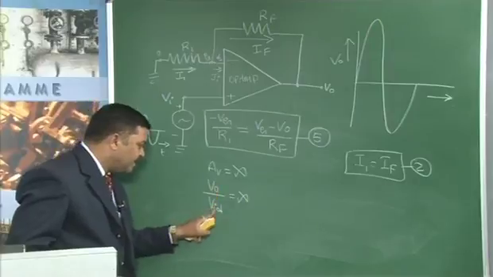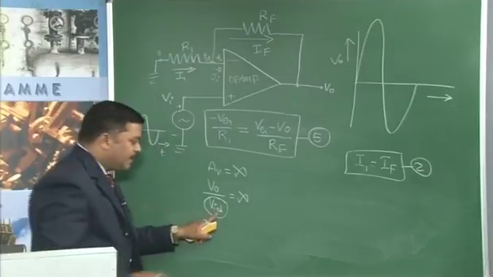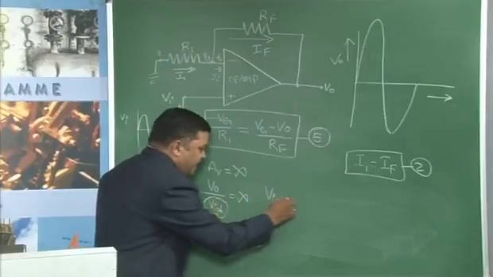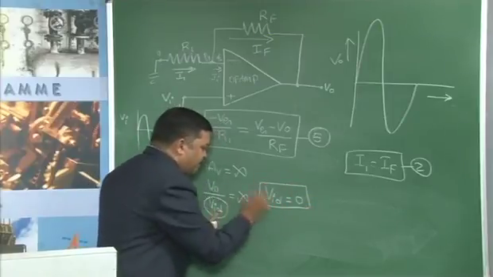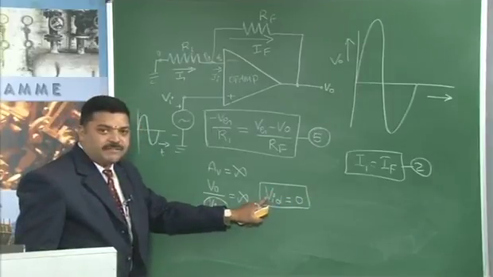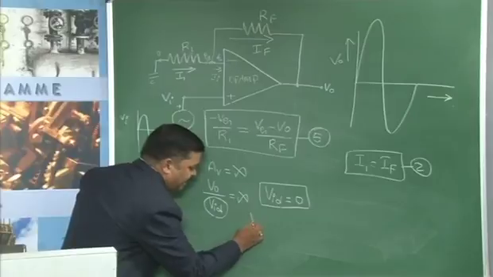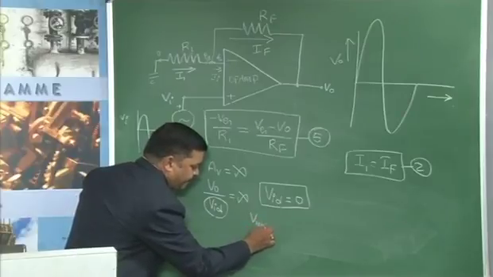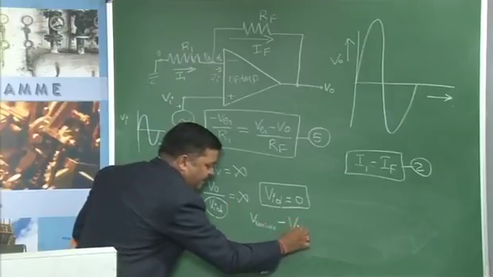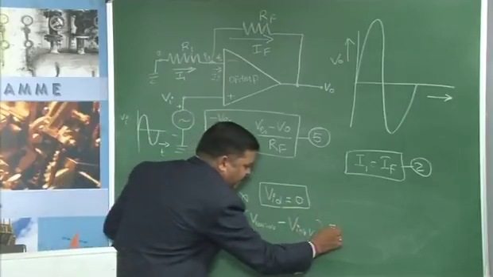If we want V naught by VID to be infinity, what is the denominator? The denominator VID must be 0, then only we get infinity here. So, VID is equal to 0. What is VID? It is the input differential voltage. What is the differential voltage? VID can be written as V non-inverting input voltage minus V inverting input voltage, which is equal to 0 as per this.